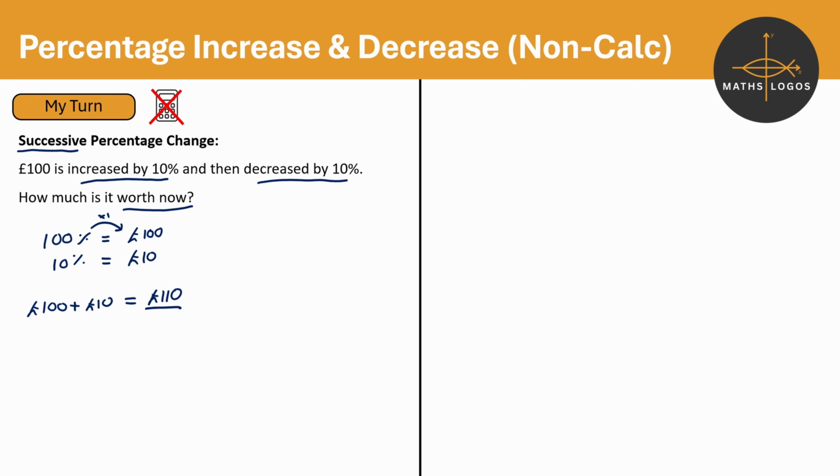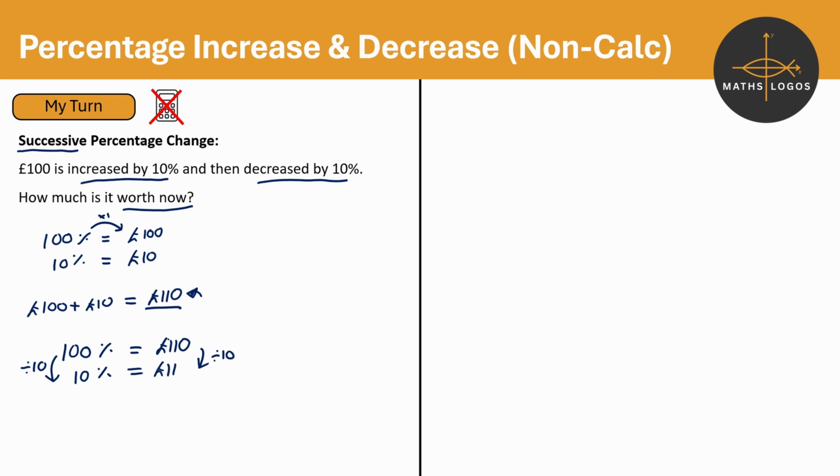£100 is increased by 10% and then decreased by 10%. So at this point, it's then decreased by 10%. Now here's the reason why it doesn't go back to the original amount. We treat this £110 as the new starting point, in other words, as the new 100%. And we need to work out 10% to decrease it. So to do that, we divide by 10. So we divide our £110 by 10 to give us £11.